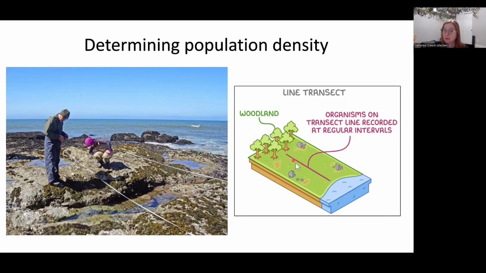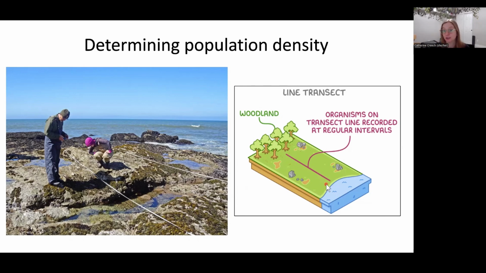Are the plants the same the entire way across? Are there species that live here that don't live over here? Are their numbers the same across? Is their density the same all the way across? And so a transect gives me a line to focus on, because it's impractical to look at the entire habitat. We focus just on this area here.